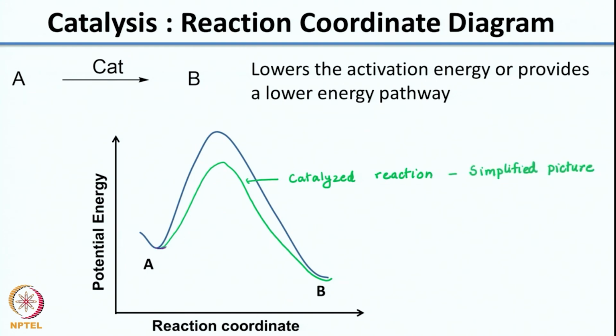In reality, what you see is the catalyst complexes with the reactant to give you a catalyst reactant complex. And this would further convert to a product which is again bound to the catalyst, and finally you get the product B. Now, what is seen is the overall activation energy of the process has been reduced. So, this is a more realistic picture.